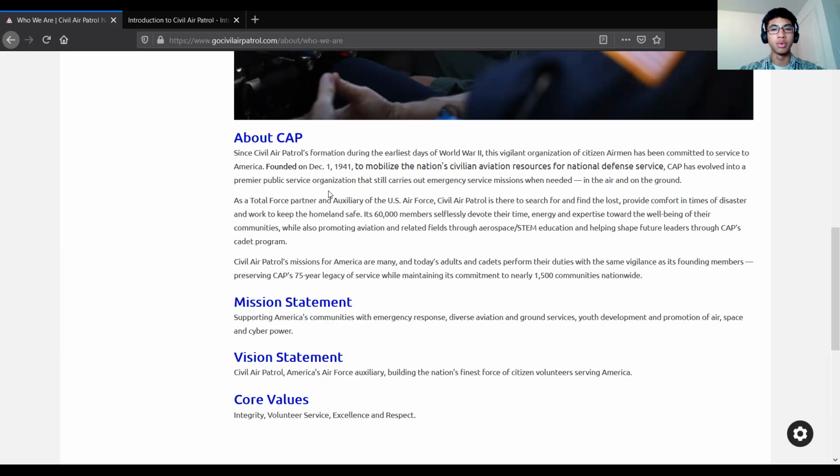Civil Air Patrol is open to both youth 12 and up, as well as adults, and is completely volunteer. Civil Air Patrol is a partner of the United States Air Force and is actually part of the total force. Because of that, Civil Air Patrol is given a number of missions, whether it be search and rescue, disaster relief, or food banks like we saw during the COVID-19 pandemic. With over 60,000 members, Civil Air Patrol is selflessly dedicated to serving our more than 1,500 communities nationwide.